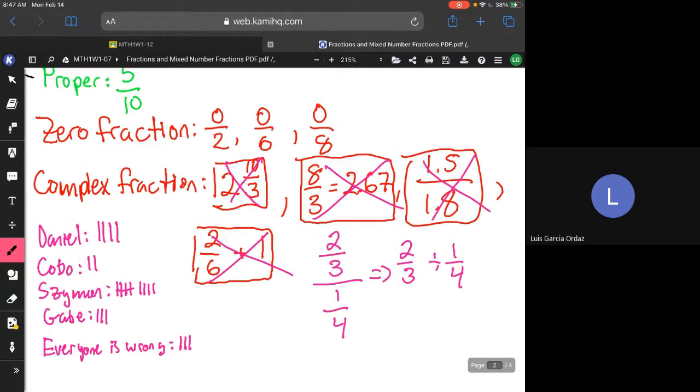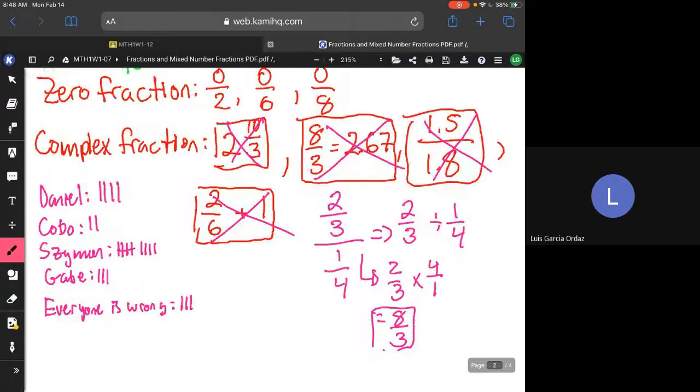Pardon? That's what makes it complex, because it's a complex way of writing a fraction or writing a division statement. Because people are used to writing, like I said, we want to get used to the fact of not writing the division symbol, which is why you would write a complex fraction. So this one, if you were to compute it, it would become 2/3 times 4/1 because you have to flip the second fraction, and your answer would be 8/3.